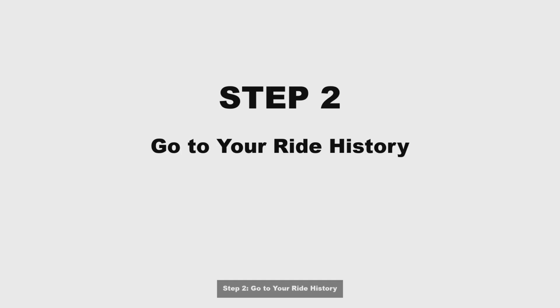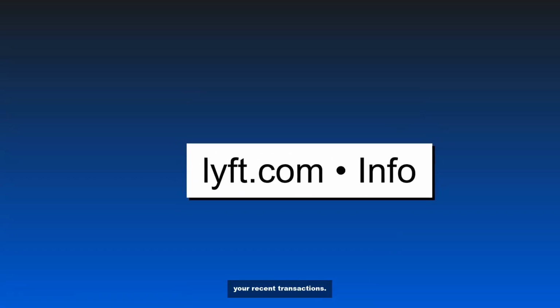Step 2. Go to your ride history. Tap on the menu icon or your profile picture in the top left corner of the app. From the drop-down menu, select Ride History to view your recent transactions.